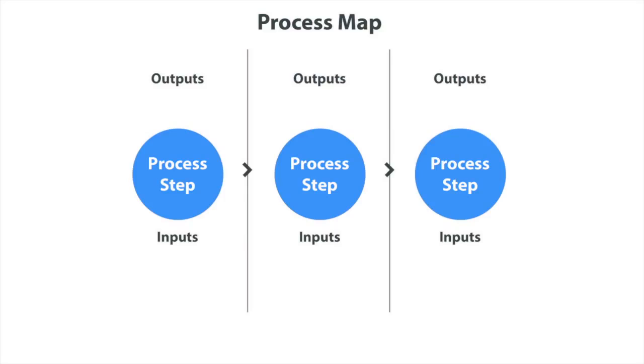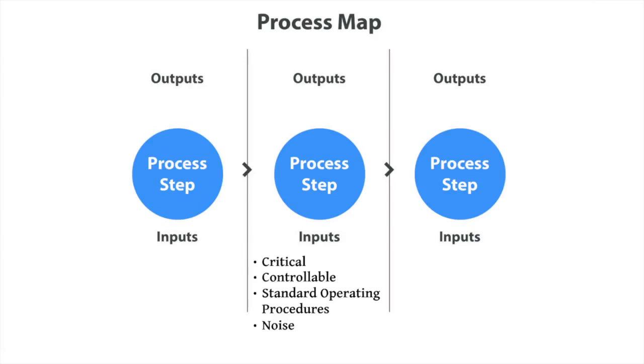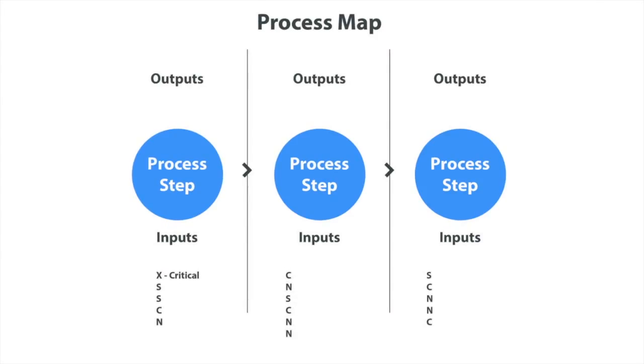With step 4, you classify the process inputs as either critical, controllable, standard operating procedure, or noise. Critical, X, means the inputs are statistically controllable. Controllable, C, is where the inputs have a direct relationship to the overall success of the output. Standard operating procedures, S, are inputs that represent the generally accepted practices of the process. And with noise, N, you're dealing with inputs that are difficult, expensive, or impossible to control.